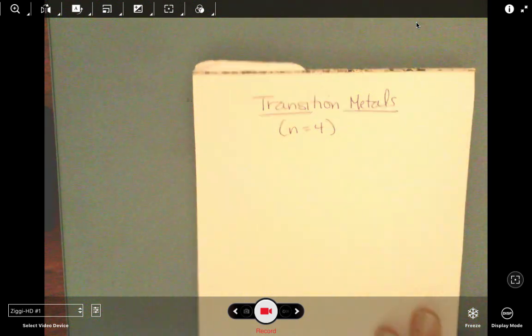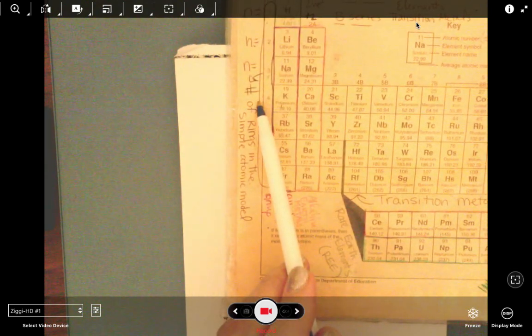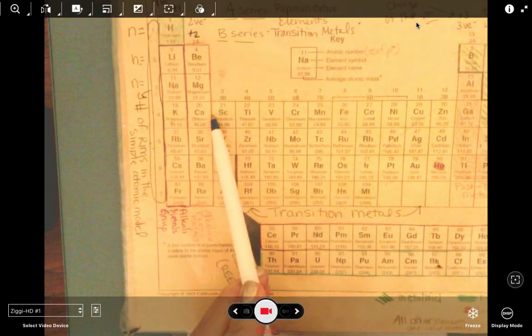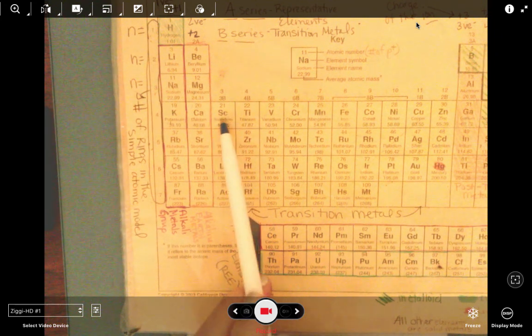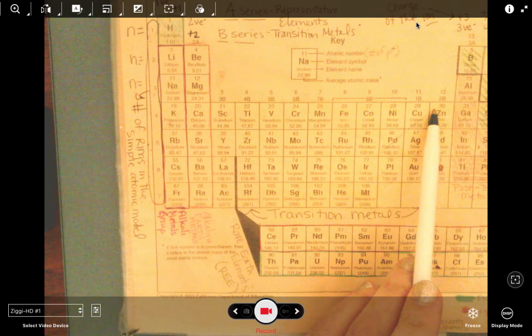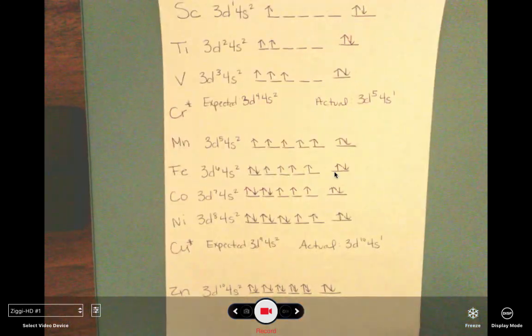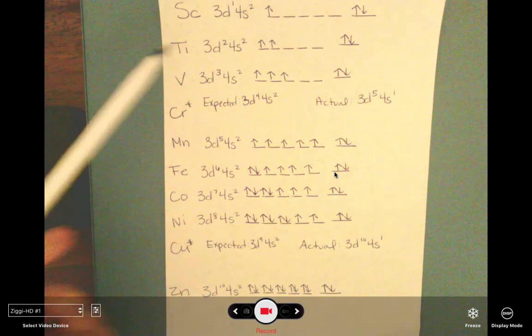We'll be talking about the transition metals in the fourth energy level, so n equals 4. But because it's in the d block, we're going to be talking about the 3d elements, scandium all the way over to zinc. There's a couple of really unique things that happen that I'm going to show you. The first thing I'm going to ask you to do is copy this down in its entirety. So pause the video, copy this down, and then when you're done, restart the video.